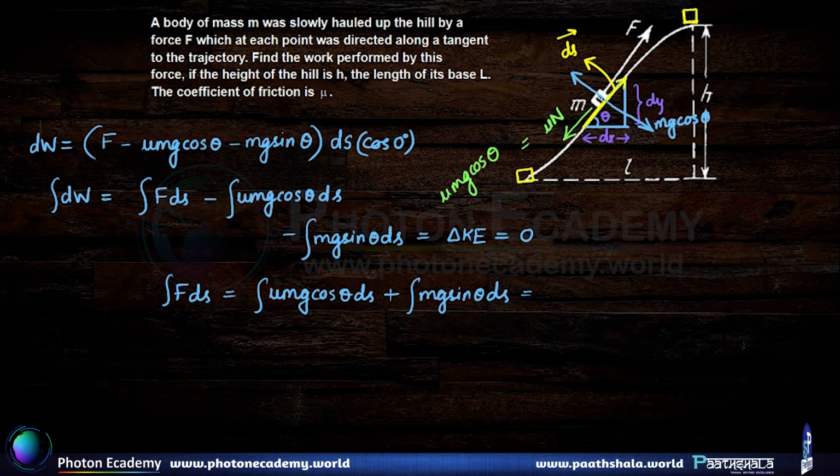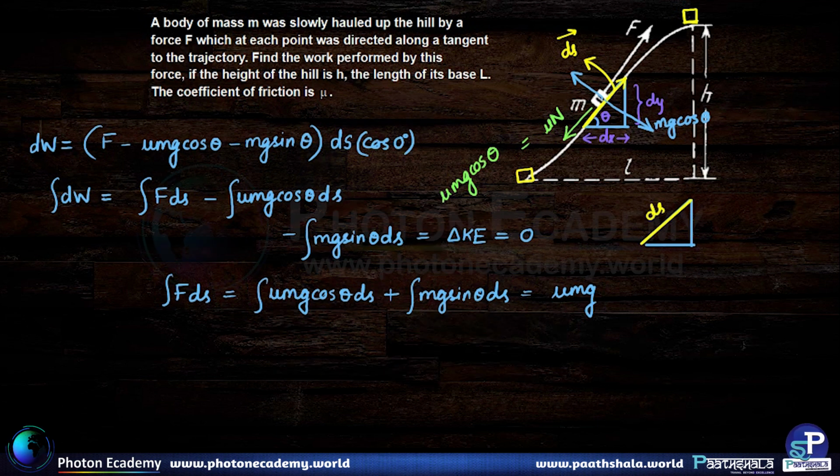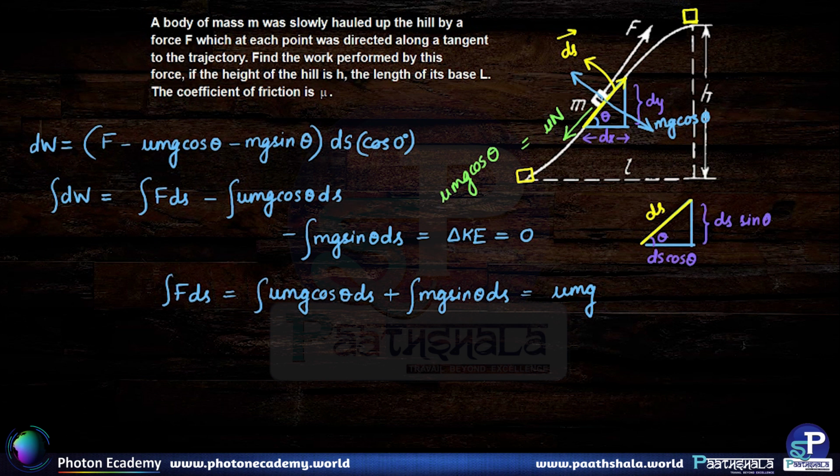So this is equal to mu mg, and let us observe what is ds cos theta. So if we just scale this triangle up, then we understand that this happens to be ds, this is dx, and this is dy. So simply we can understand that since this is the displacement ds, dx is going to be nothing but ds cos theta. So this is theta, and dy is going to be nothing but ds sin theta.